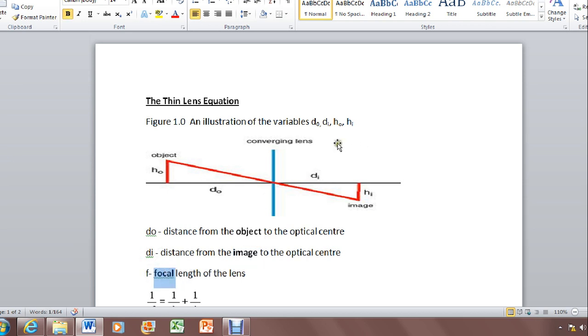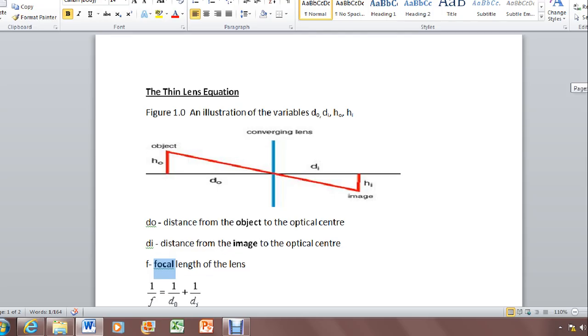Okay, the other couple of variables that I mentioned here are the height of the image and the height of the object, which relate to magnification. So it tells you whether or not the lens makes the image larger or smaller than the object.